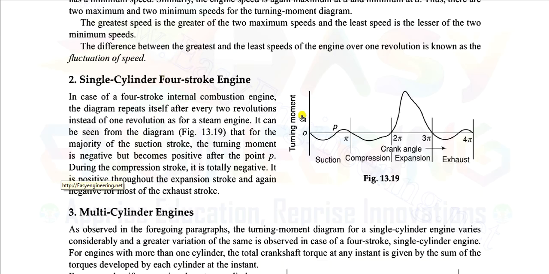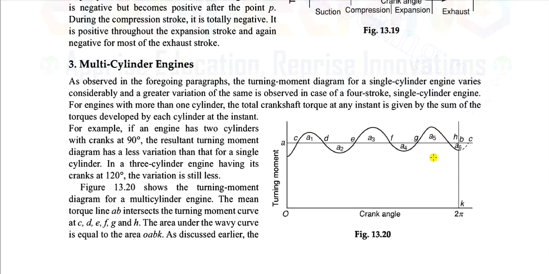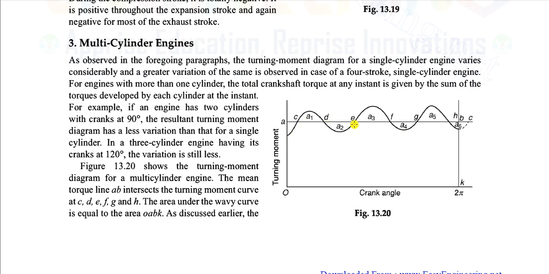This is for the 4-stroke engine, which is nothing but the Otto cycle, diesel cycle, all IC engine cycles. A 4-stroke IC engine, and a multi-cylinder engine will be like this. It will be more uniform, because the energy production will be at an instant.